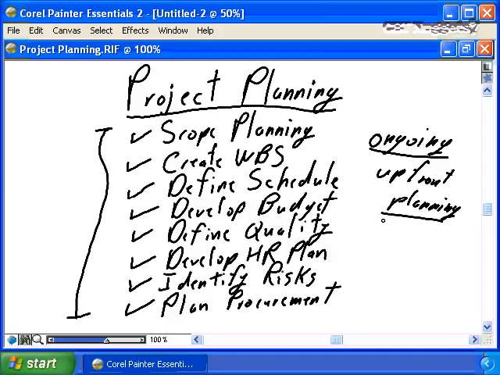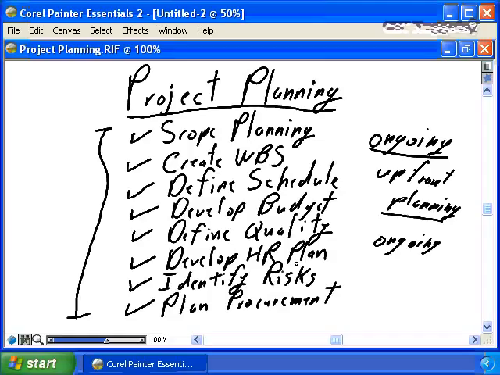With each new change introduced to your project, every time the business asks to add functionality, every time the business asks to remove functionality, it's critical that you go through a complete planning process for that change element. Understand what impact that change is going to have on scope, on the WBS, on the schedule, on the budget, on the quality expectations for the project, on the HR plan. Do you need to change the HR complement? Do you need to add resources? Do you need to move resources?